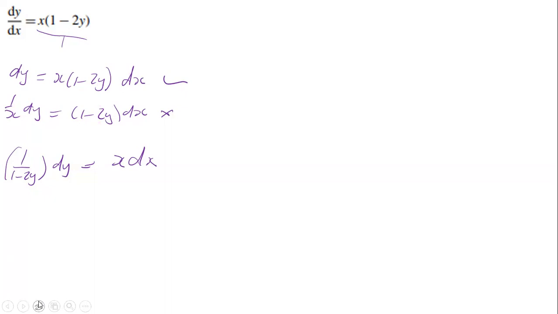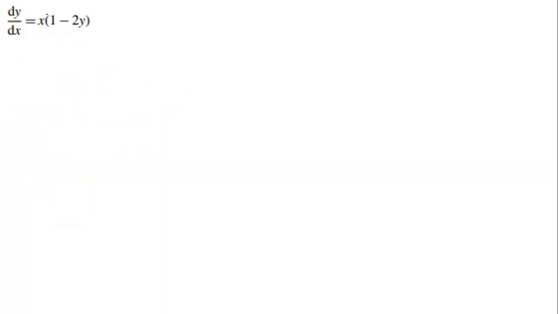Let's see, because you can see separable can work. Then let's see if linear can work. Now remember, we need this standard form. This is what we need: dy over dx plus py is equal to q. We need to make this equation look like that, right?